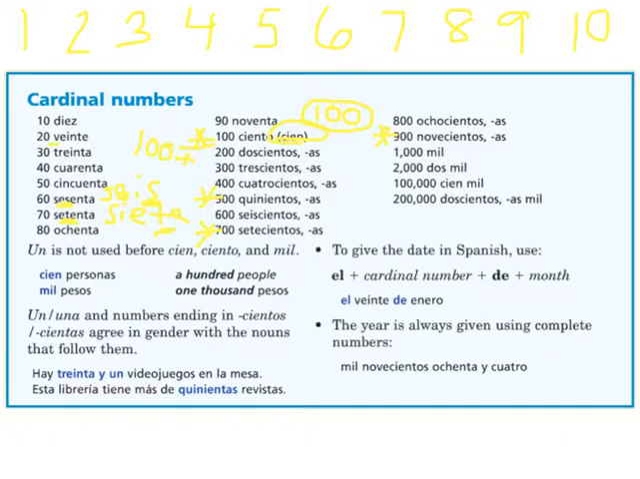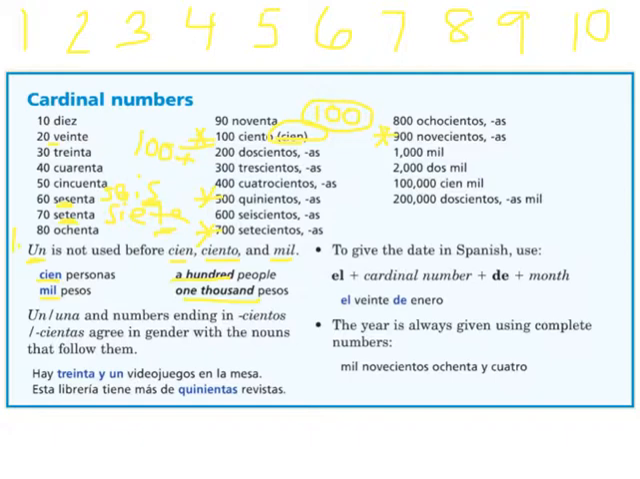A couple of rules before we finish up today. First of all, un is not used before cien, ciento, and mil. So this is something that we usually do in English. We'll say 100 or 1,000. In Spanish, they don't do that. They just say cien or ciento or mil. So, for example, to say 100 people would be cien personas. 1,000 people would be mil personas, and 1,000 pesos would be mil pesos.